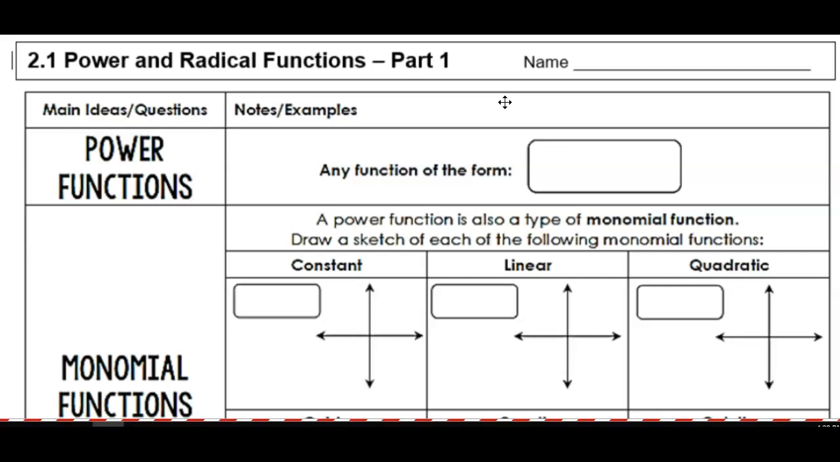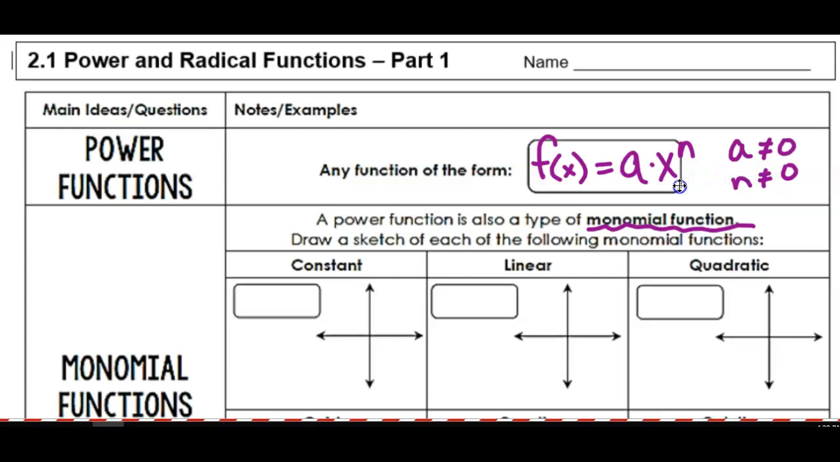All right, so a power function is a monomial function, which means it only has one term. We're not talking like a quadratic. It's any function you can write in this form, where a can't equal 0 and n can't equal 0.